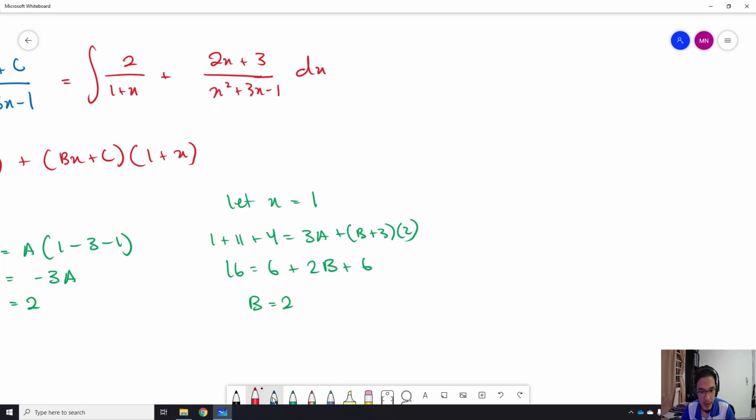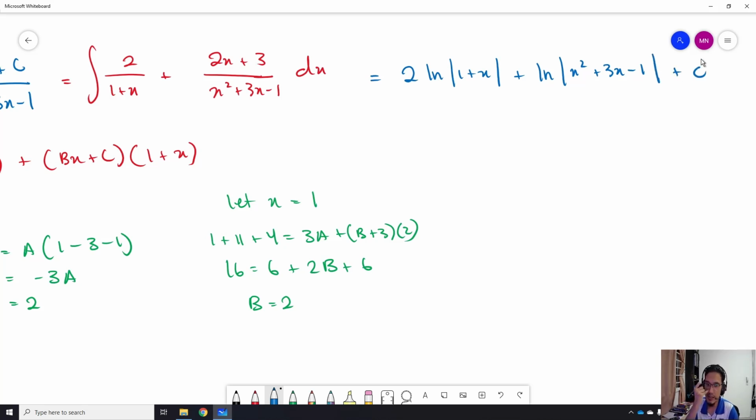Okay, so now when we want to integrate, 2 over 1 plus x becomes 2 ln 1 plus x. So 2x plus 3 is the derivative of the denominator, that is x squared plus 3x. So when differentiated, it becomes 2x plus 3. So we know when we integrate that form of equation, it will produce ln x squared plus 3x minus 1 plus c. So that is our answer.